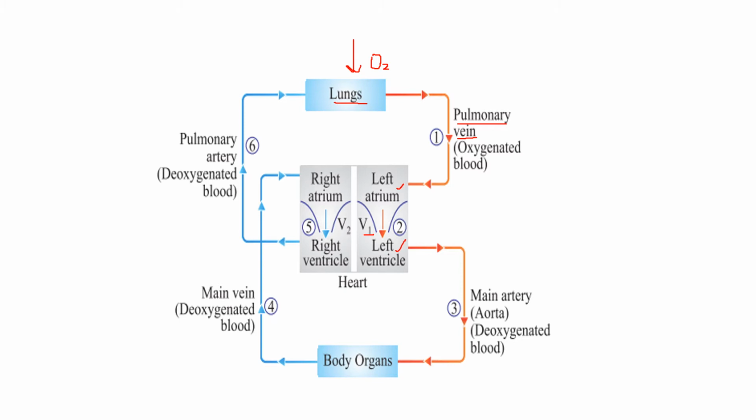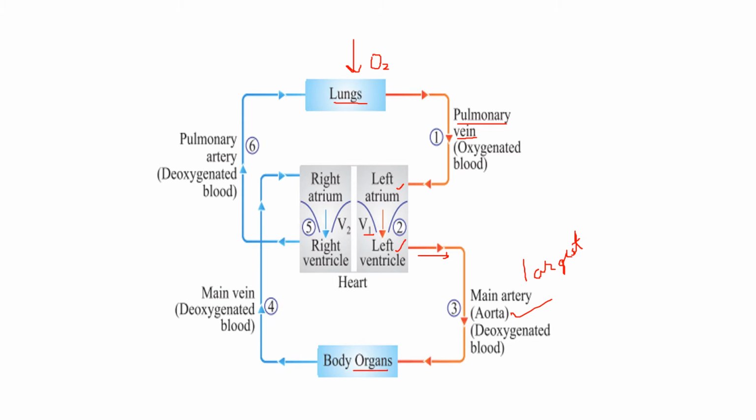So from this left ventricle the blood is pumped. You can see from here the blood is pumped through the aorta. This is the aorta, and it is the largest vessel. So this aorta is the biggest artery and it brings the blood to the body organs.